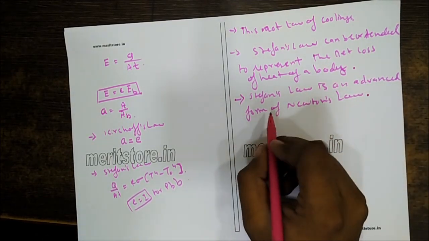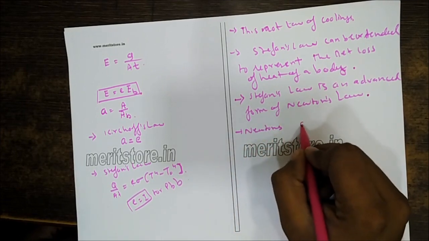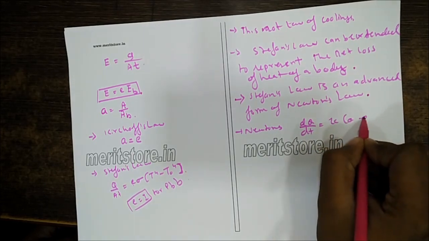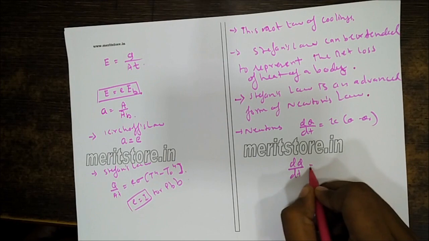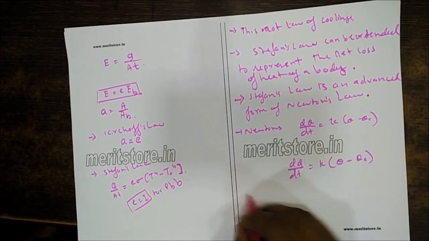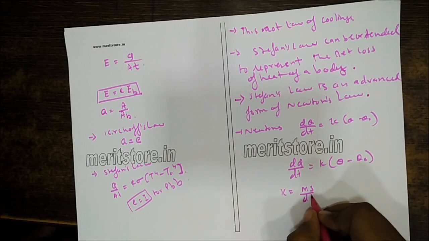While Newton's law is given as d theta by dt is equal to k (theta minus theta naught), also dq by dt is equal to k (theta minus theta naught), where k is equal to ms upon dt.